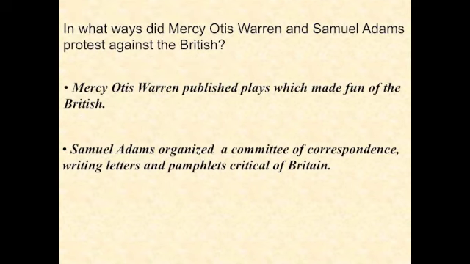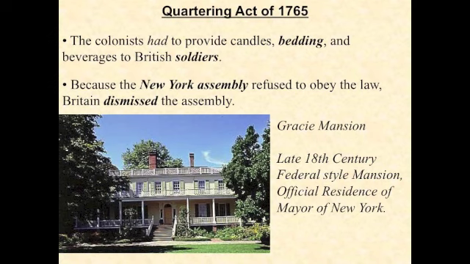So boycotting British goods was an effective way to get what they wanted from the British government. However, you also had other ways to protest against the British. One of them was actually writing plays that would make fun of the British. Who likes to be made fun of? No one. So this was a perfect way to irritate the British. A second way was to write pamphlets and letters that criticized Britain and get them published in newspapers and magazines and have them get around the colonies to raise people's anger and to get them involved in the war against taxes.